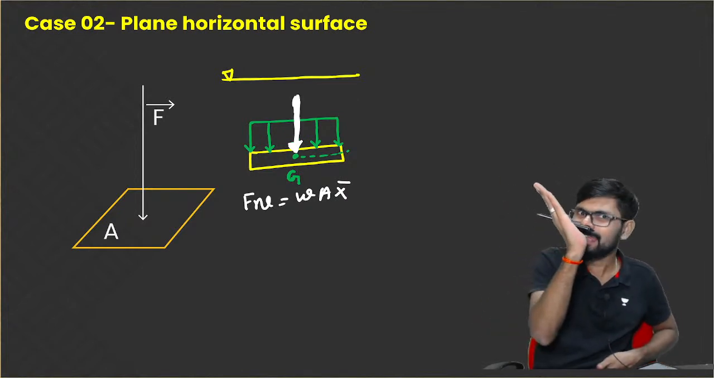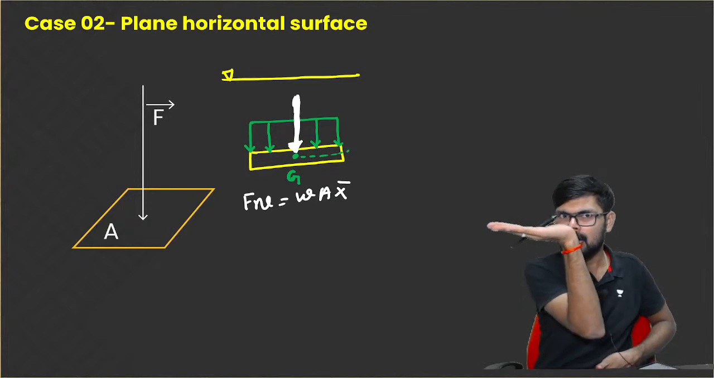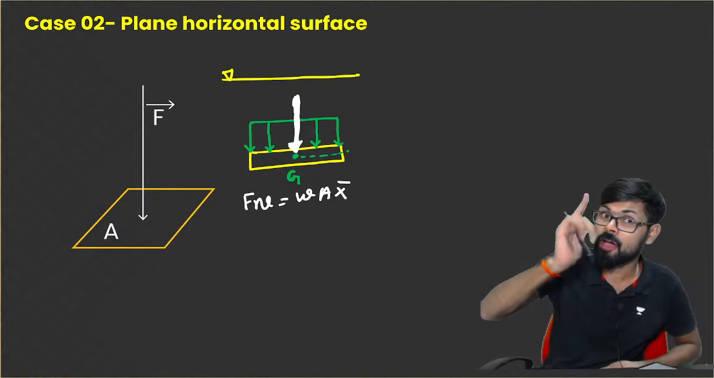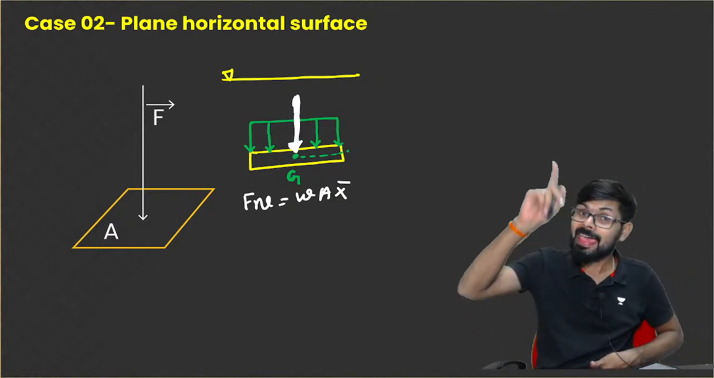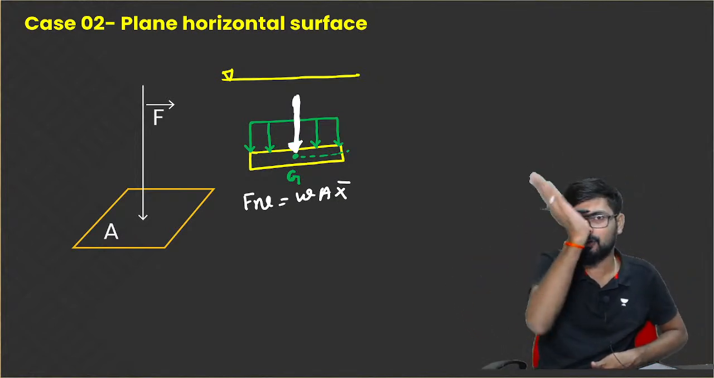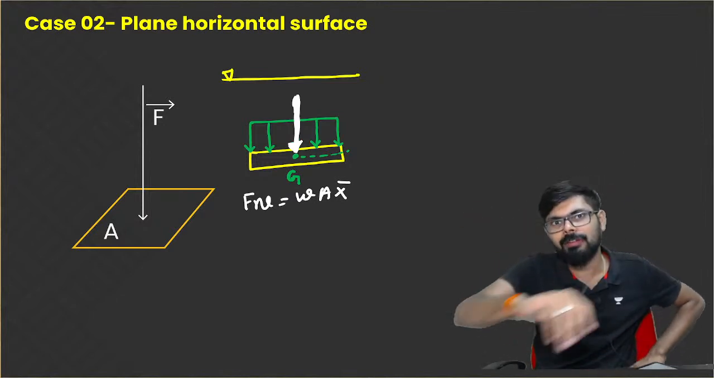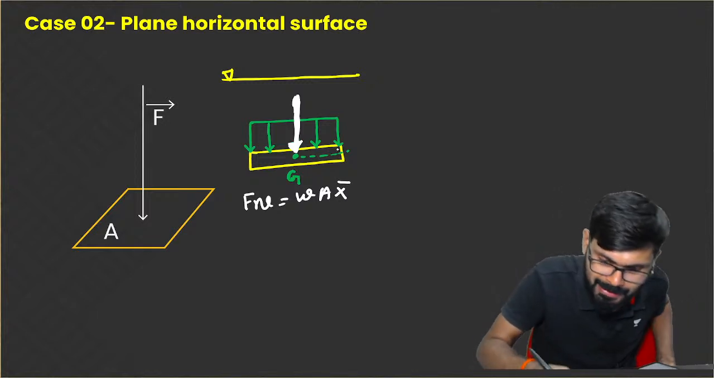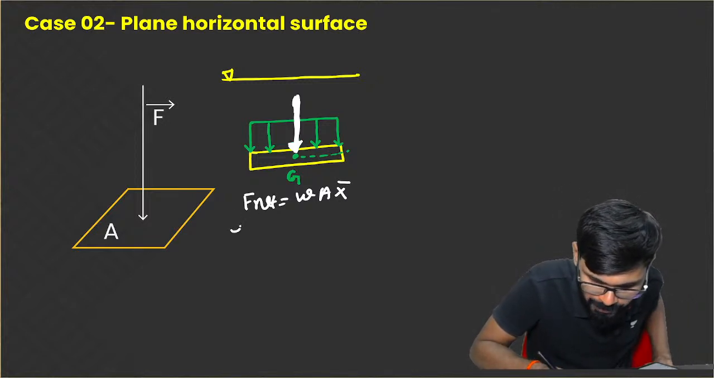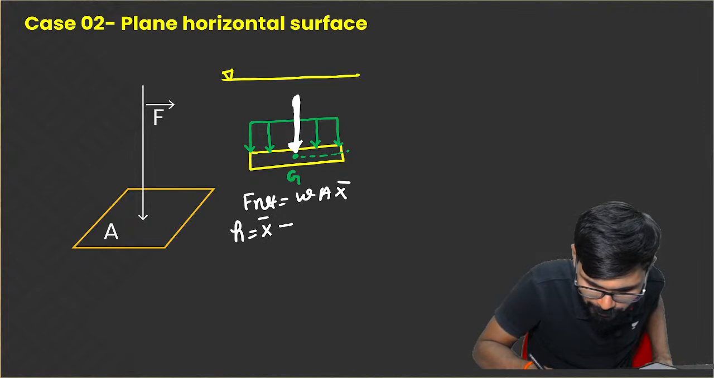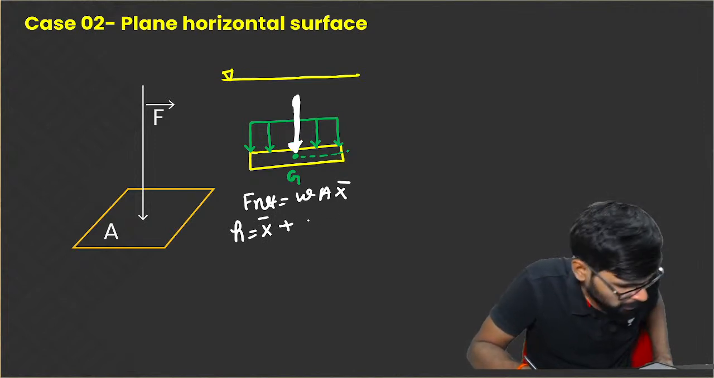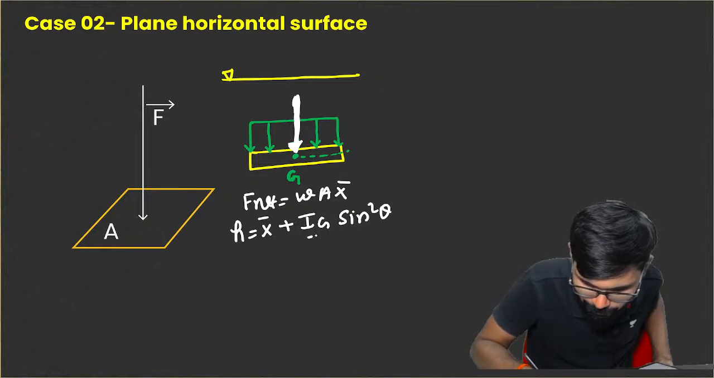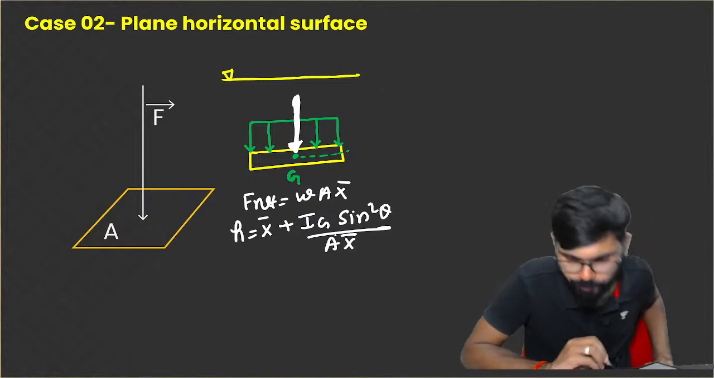See, if it is inclined, x bar will be different. If it is horizontal, x bar will be different. If it is vertical, x bar will be different. But the formula will not change. x bar will change as per the orientation, but the formula will not change. So it is always WA x bar only. And here h value will come how much, beta? h value will come x bar plus Ig sin square theta by A x bar.